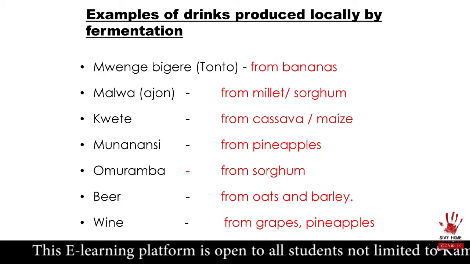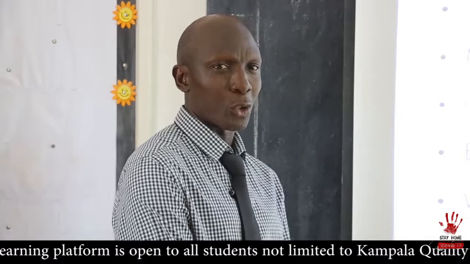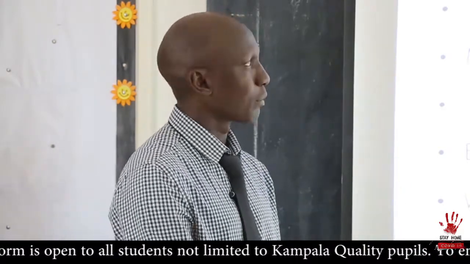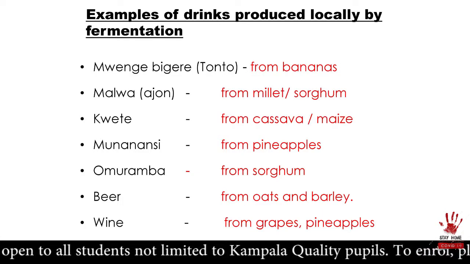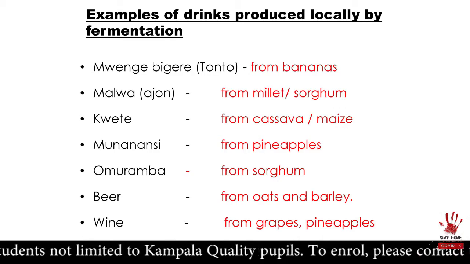It's what we call Mwengevigere, or what we call Tonto. Which tribe do you think takes Tonto? Yeah, it is common in the Baganda. It's coming from the bananas. Then there's what we call Marua, or what we call Ajono. Ajono is coming from millet or sorghum.